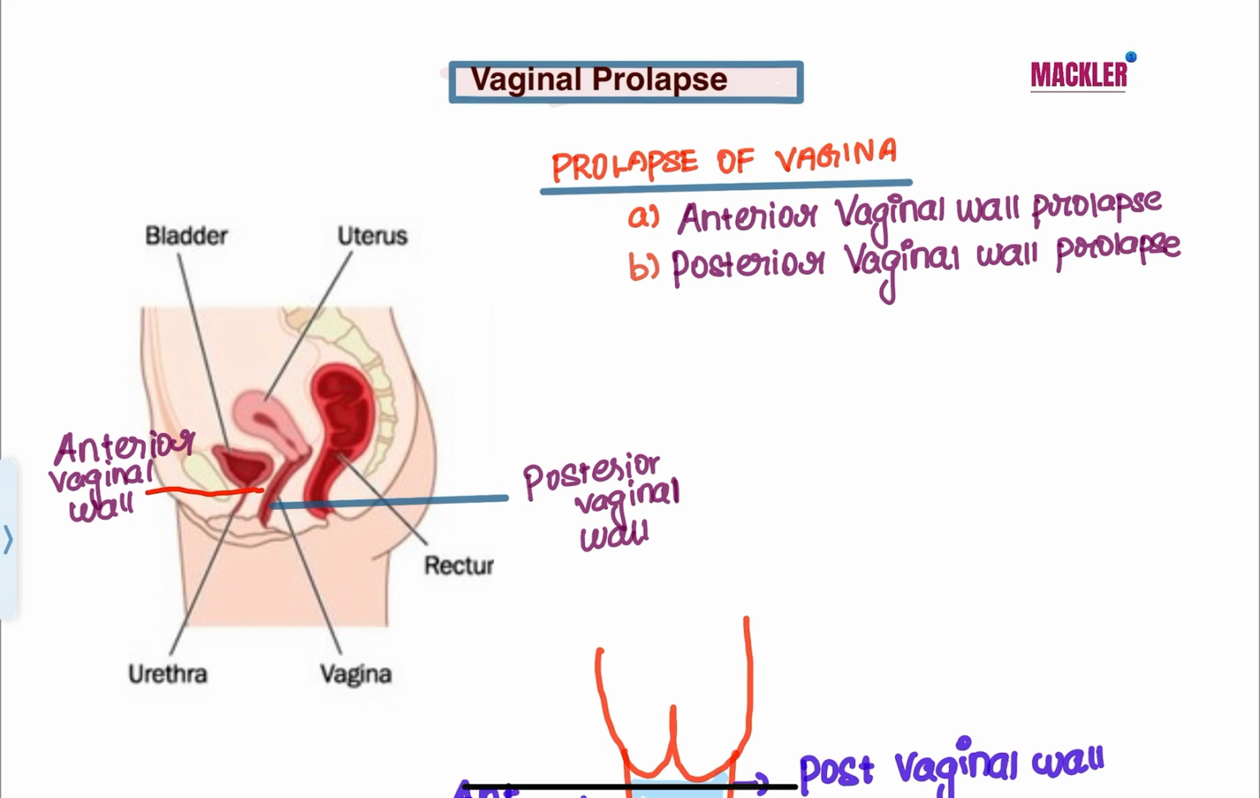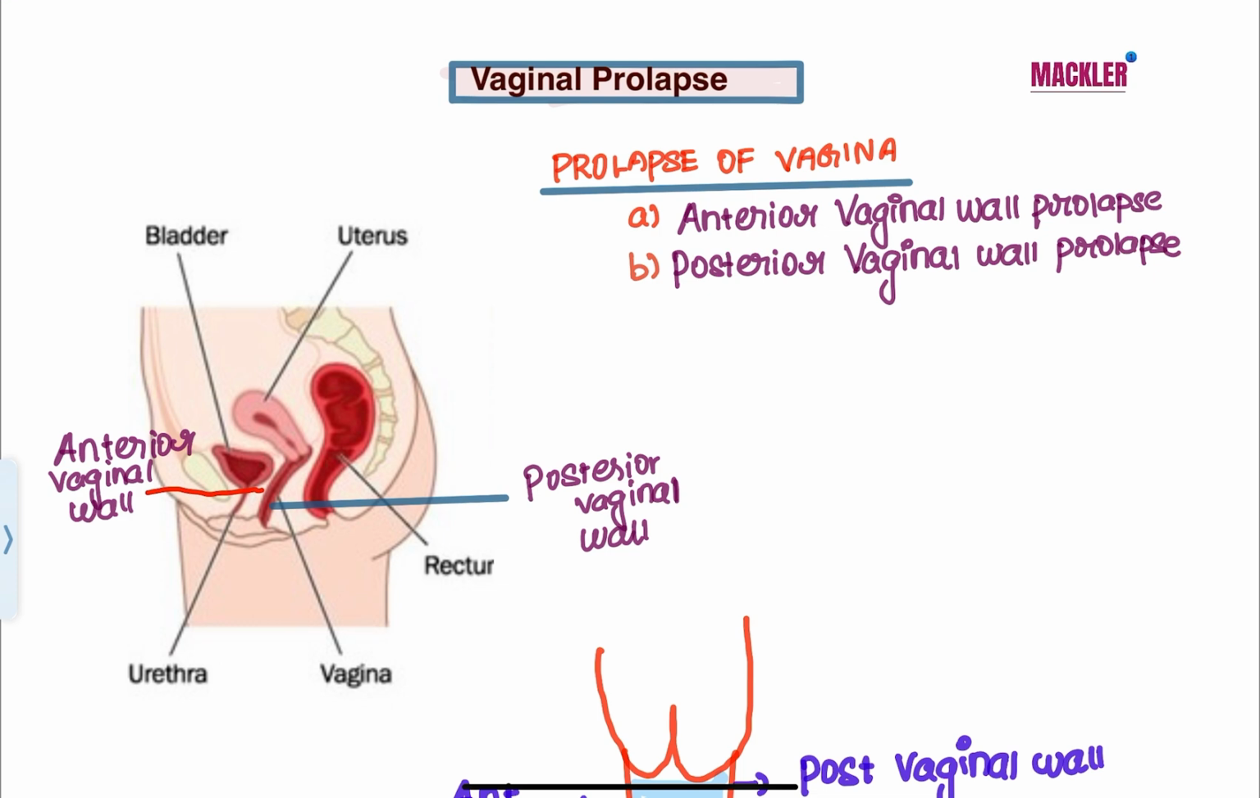But vaginal prolapse is a condition where, because of the weakening of the structures supporting the vagina, the vaginal wall gets weakened. Through this weakened vaginal wall, the surrounding structures get herniated out. The surrounding structures herniating out through the weakened vaginal wall is known as vaginal prolapse.